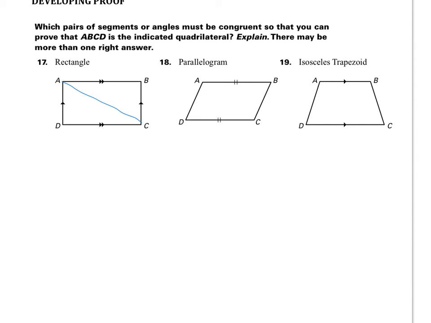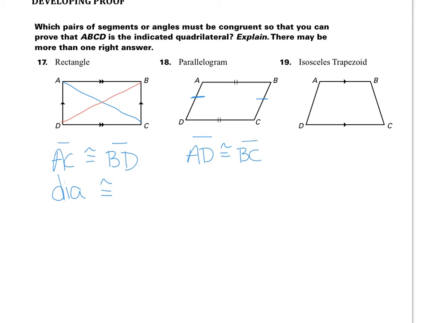The diagonals. If I had the diagonals congruent, that would be a rectangle. To make a parallelogram from one pair of opposite sides, just have the other pair of opposite sides congruent.